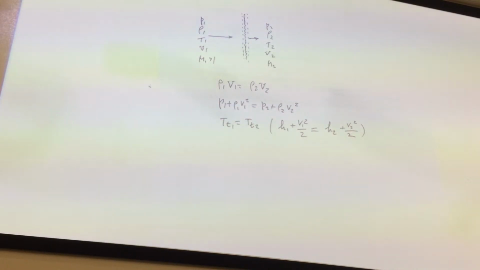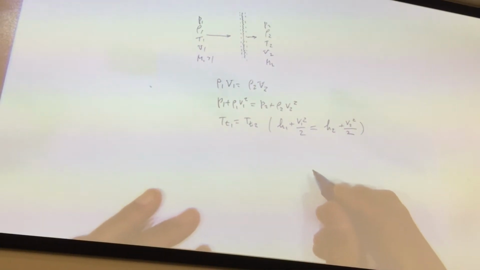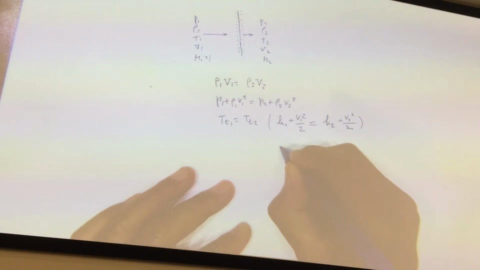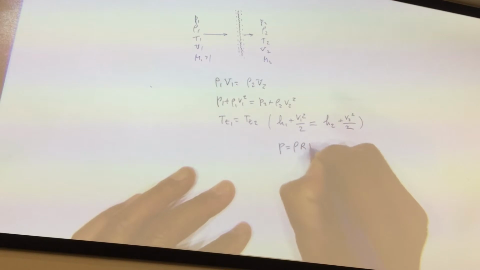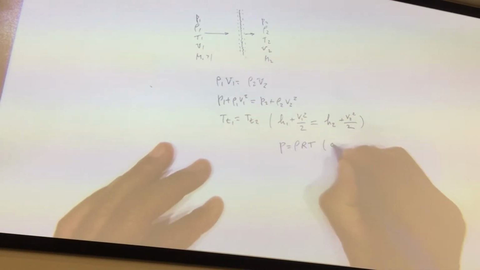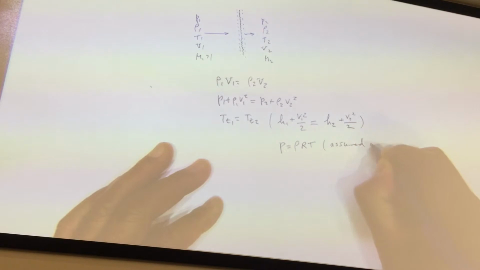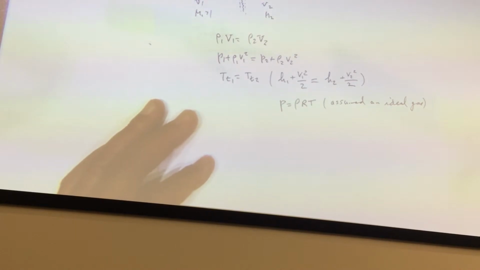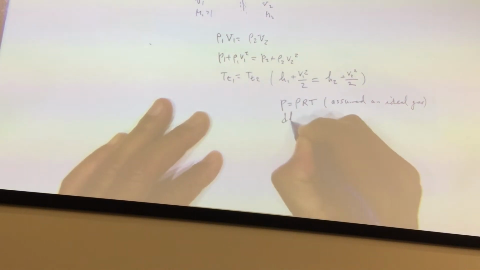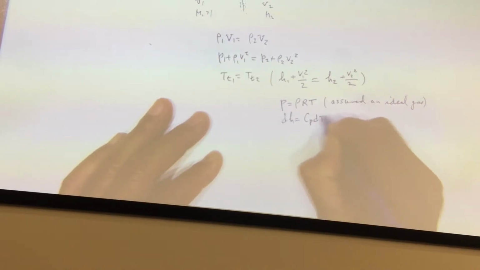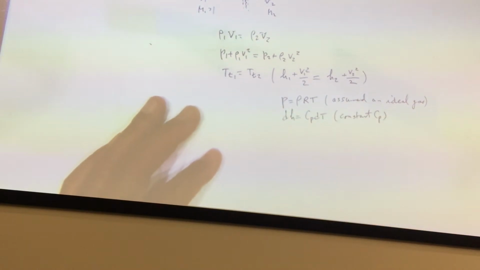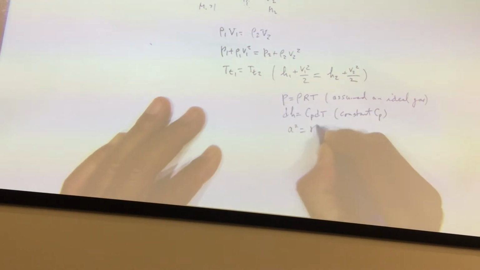Okay, so we are going to manipulate this somewhat. So let's say you put in P equal to rho RT. Assume it's an ideal gas. dh is equal to Cp dT, constant Cp. And a squared is equal to gamma RT.